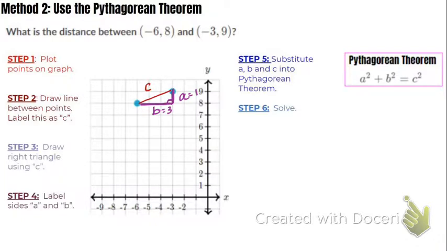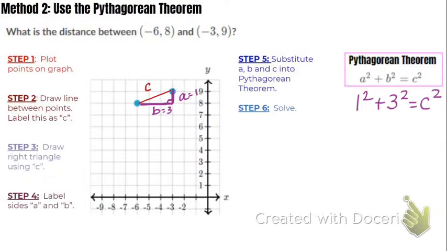So if A is 1, this is going to be 1 squared plus, if b is 3, that's 3 squared. And then we don't know what c is, so we're just going to leave that as c squared. You're always going to have one unknown. You're always going to have one missing side length that you're trying to find out using the Pythagorean theorem.